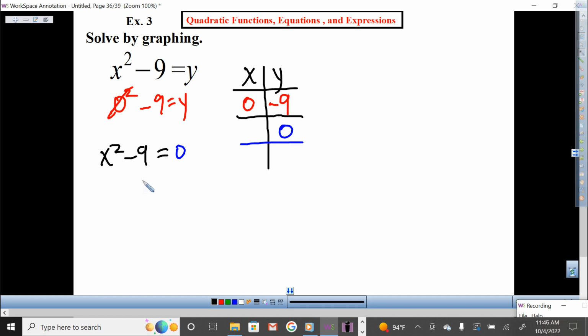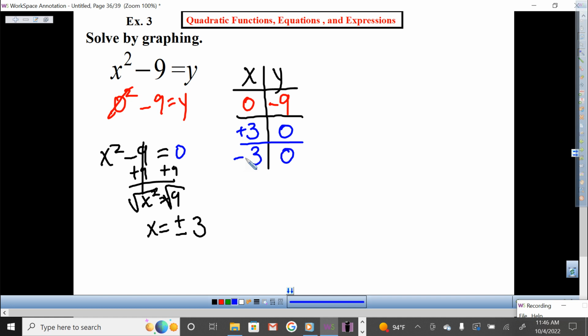Square roots. All right, so plus 9 plus 9. x squared equals 9. Last step, square root. x equals, what do we have? Plus or minus 3. That means one 0 is going to be for positive 3, and we need another 0 for negative 3. And that's all we need to graph.